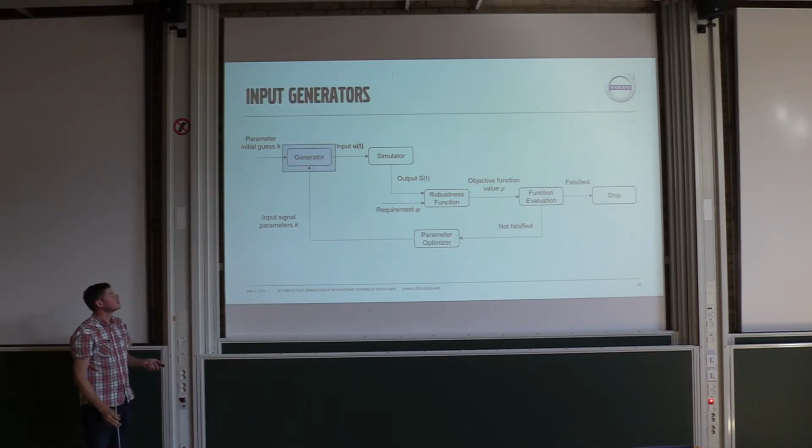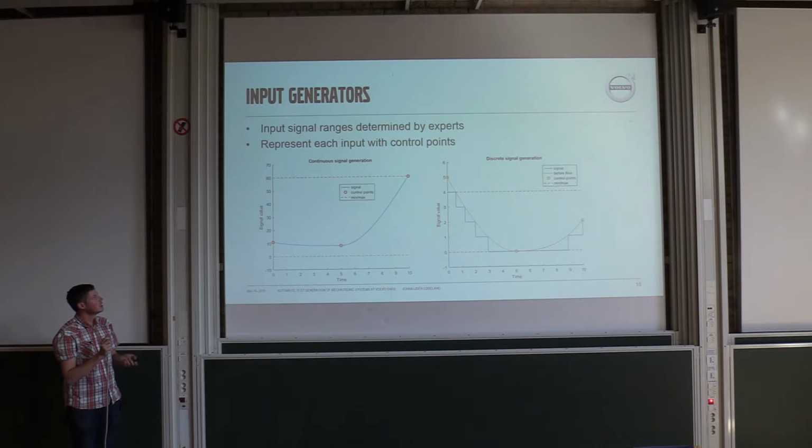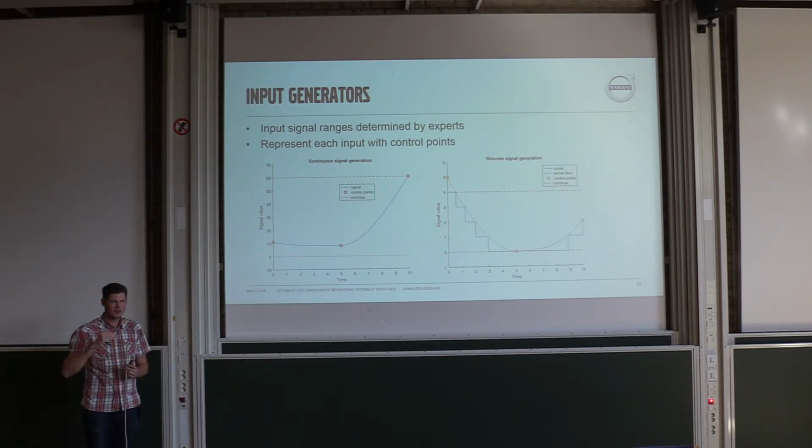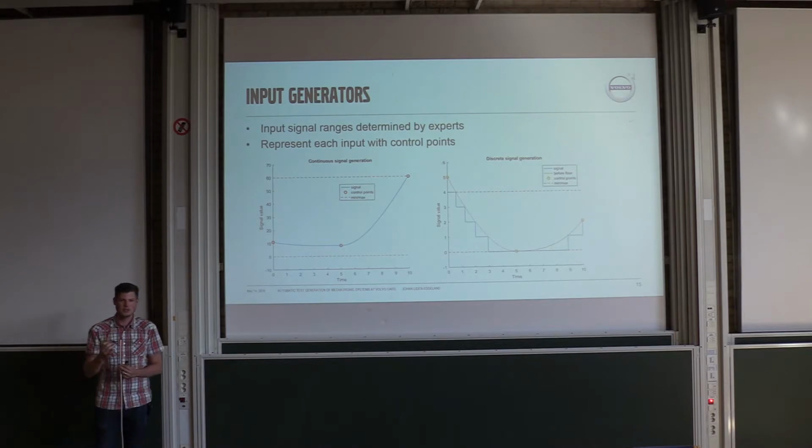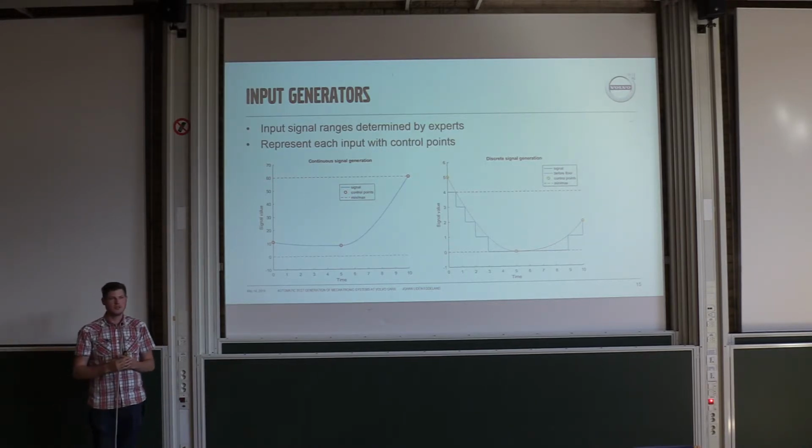So the input generator typically looks like this. I will show you a few examples. What we want to do with the input generator is characterize as complex signals as possible with as few parameters as possible, because we want a low dimensionality of the optimization problem while keeping the expressivity of the signals as high as possible. We want realistic driving scenarios, for example, for our cars, but we want to be able to represent the driving scenarios with as few numbers as possible, so we don't have to optimize over so many dimensions.